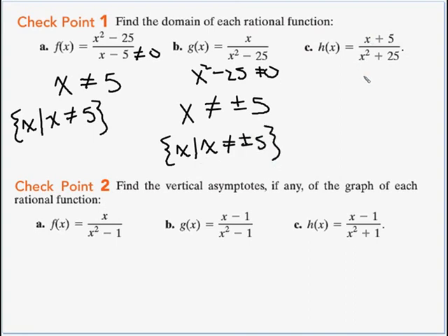In the last one, it is a squared quantity plus some more. That will never equal 0, so I have no vertical asymptotes. So the domain is all real numbers.